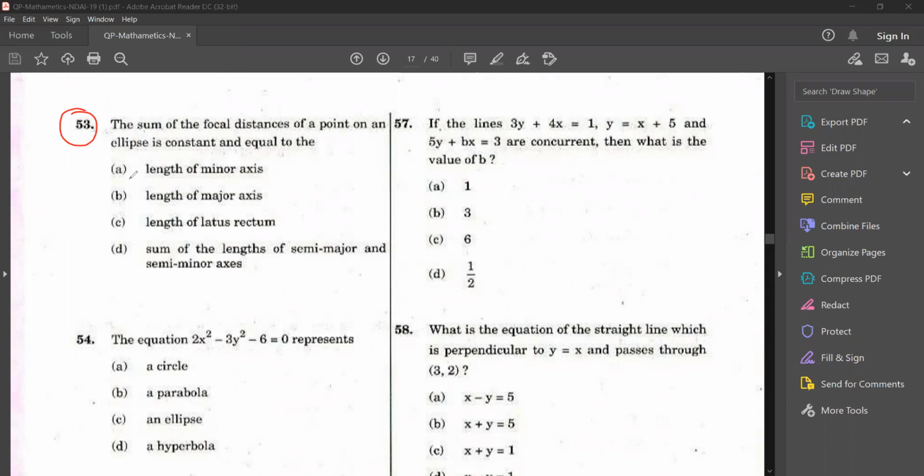Try. So that is a property of ellipse itself. They are asking: the sum of the focal distances of a point on the ellipse is constant and is equal to. So what is an ellipse?